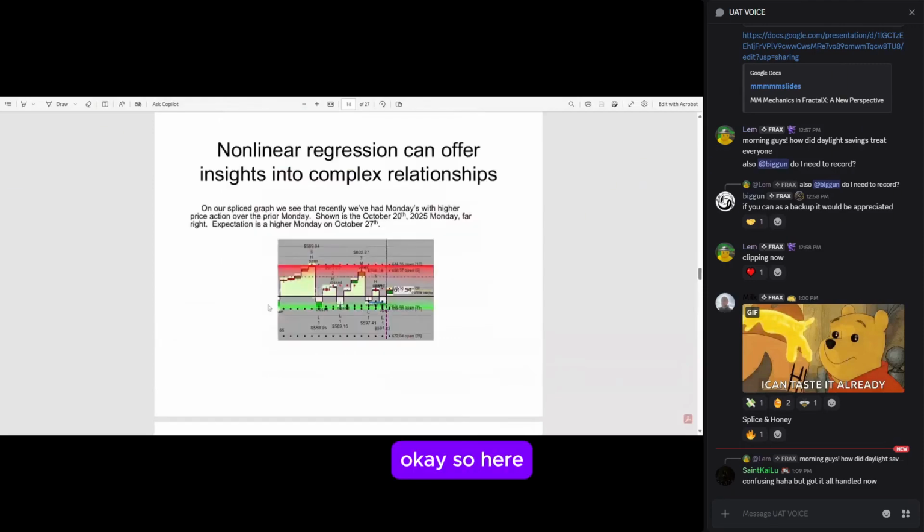Okay, so here we're seeing that we have Mondays that are successively higher. Now, what I'm focusing on is the most recent Mondays, October 20th and October 27th. So on the far left, or excuse me, the far right, we have October 27th Monday, the little green kind of squatty candle on the far right. So that shows our price action. Now, that's October 20th. From October 20th, what could we expect on October 27th?